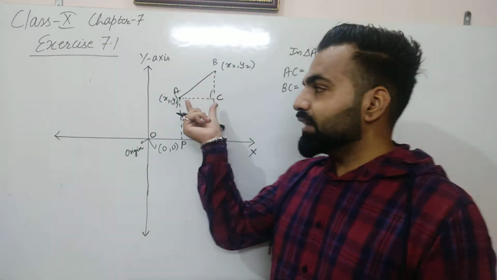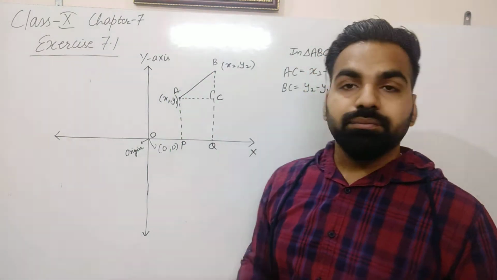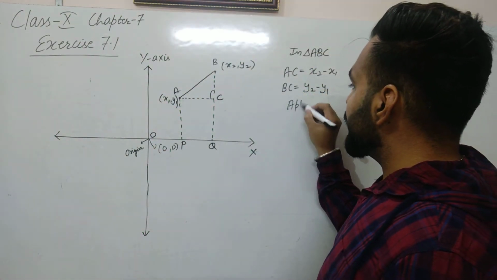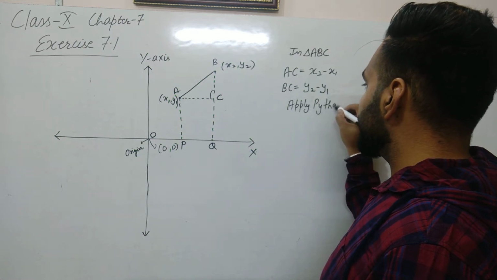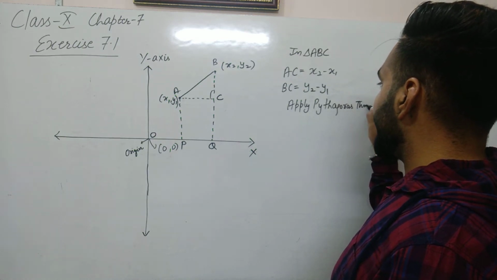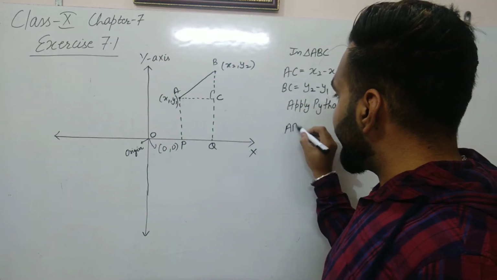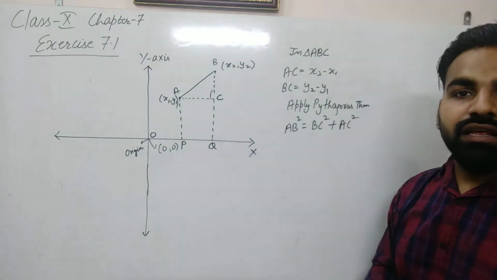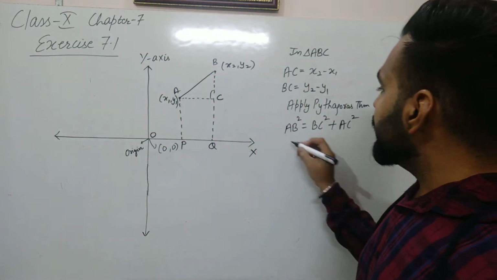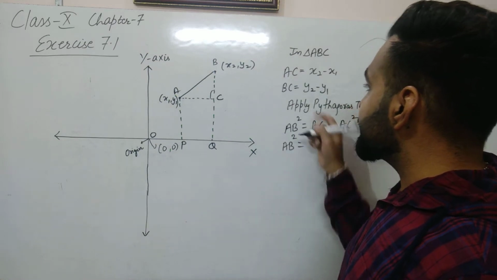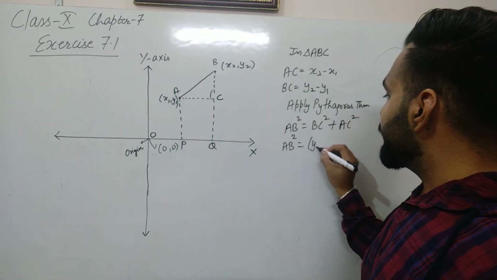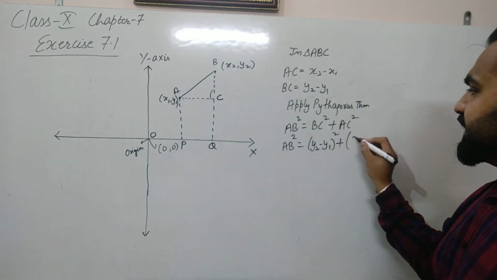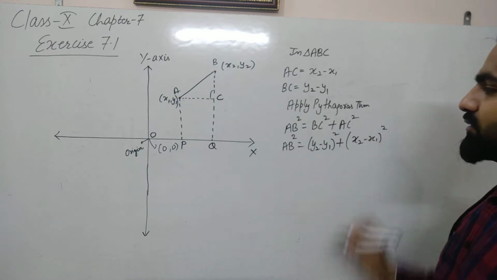Clear everyone? Now we know the lengths of AC and BC. Now we have to find the value of AB here. So we can apply Pythagoras theorem. Apply Pythagoras theorem in triangle ABC. So this will be equal to AB square equal to BC square plus AC square. H square equal to B square plus P square. This is AB square is equal to, what is value of BC here? Y2 minus Y1 square. And what is value of AC? AC is X2 minus X1 square.